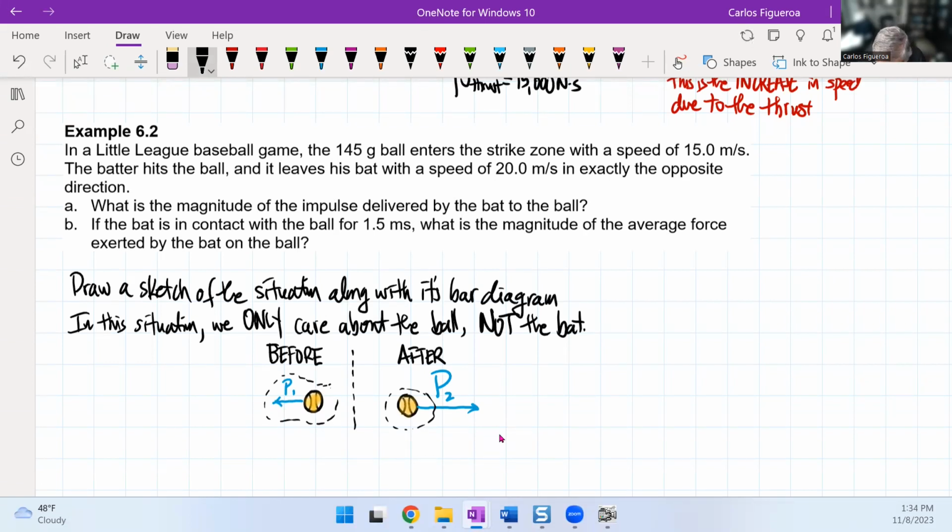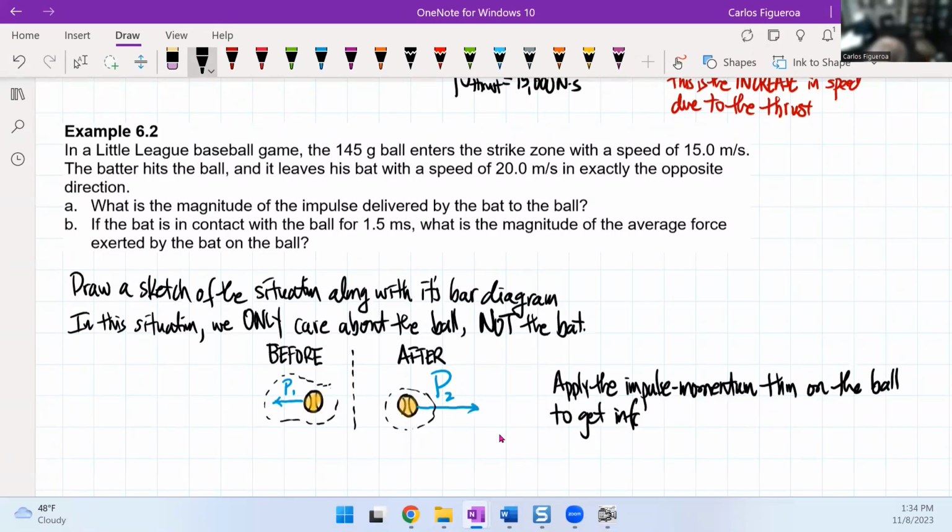So what we're going to do here is that we're going to apply the impulse momentum theorem on the ball to get information about the bat. By the way, I could have said the same thing with the wall. I could have said the same thing with the car. I could have said anything about that. But that's really the picture.